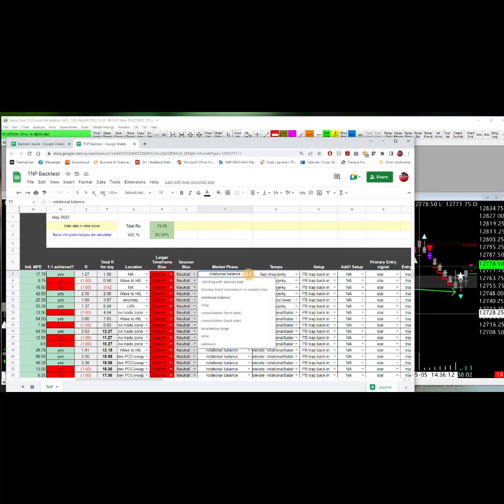Then I've got a number of options for market phase. Things like trending with the session bias, counter trend momentum versus the session bias, just rotational balance. Then I'm specifying chop because most of the trade setups we're using really shouldn't be used in chop. So this is a good way to see if this number is lower than expected, it could be that the setups are setting up in chop. And then we have to know that that setup doesn't work very well in chop because it's not getting a very good win rate. So that's why I'm putting that in there.